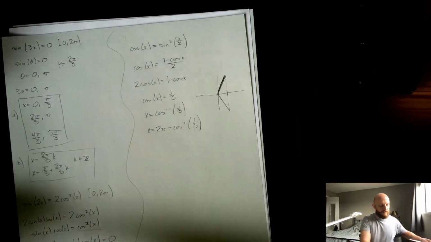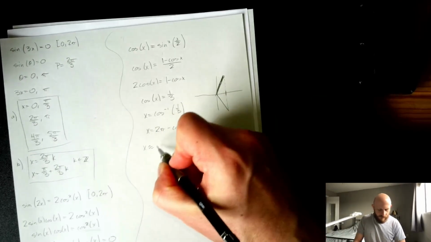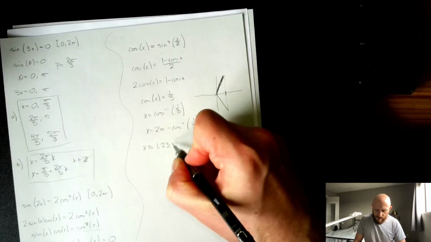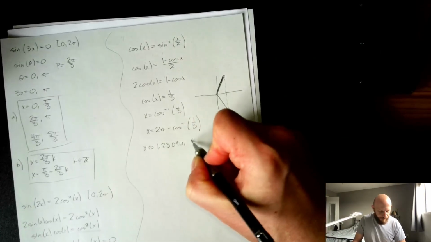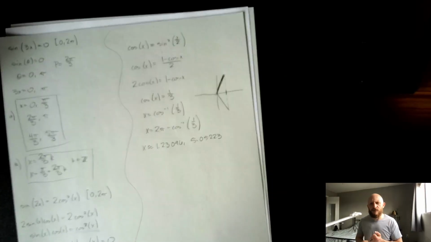Just for a decimal approximation, x is approximately 1.23096 and 5.05223. Those are the solutions.